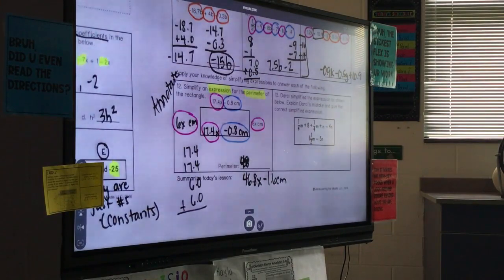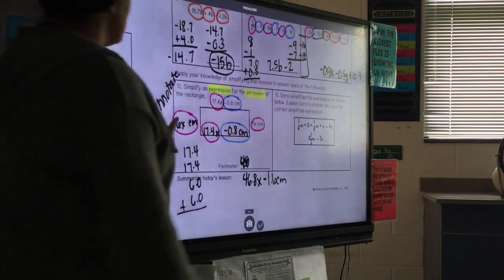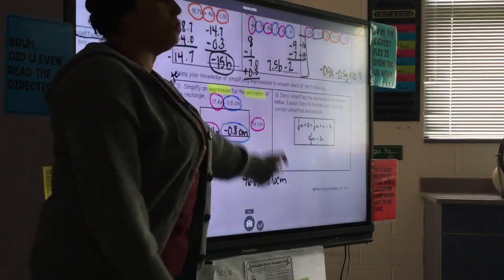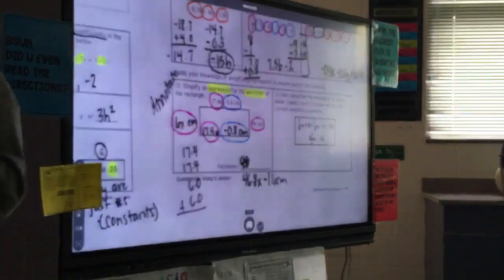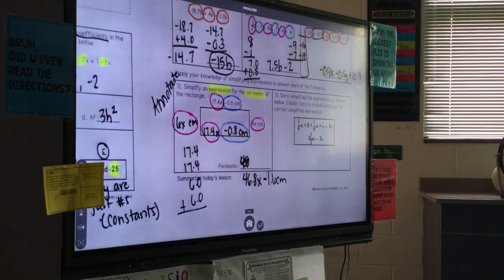Y'all learned perimeter in 3rd grade? Like that's how long ago perimeter was. So nothing changes. You're still just combining those like terms.